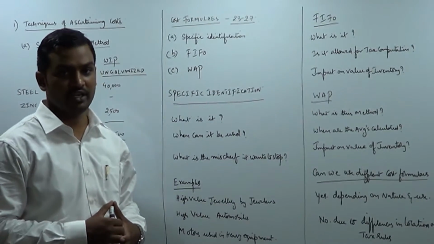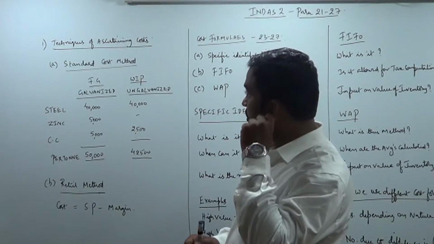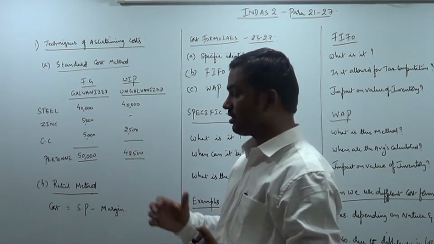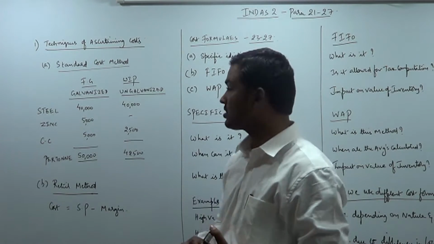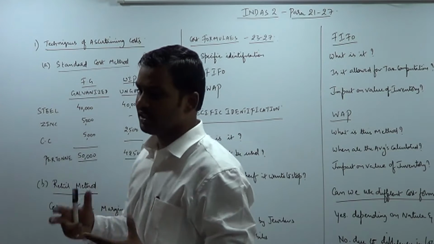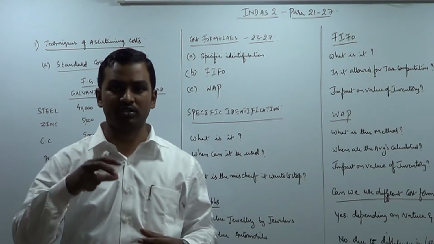to 27 of Ind AS 2. Now in these paragraphs the standard talks about the various techniques for ascertaining cost, the methods which we can use for ascertaining cost, and the various cost formulas which can be used for ascertaining cost. Now what are these techniques and methods? So we can simply say that these are approximation techniques.